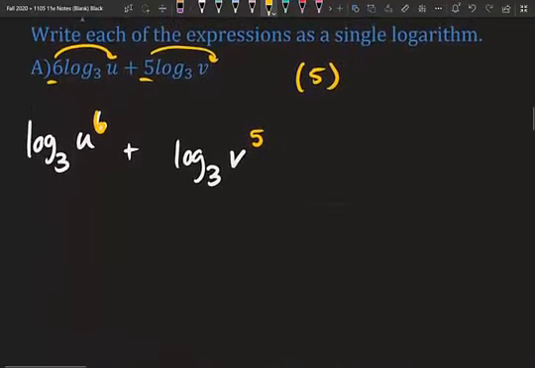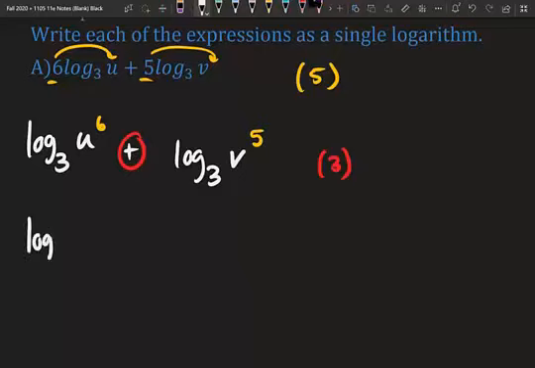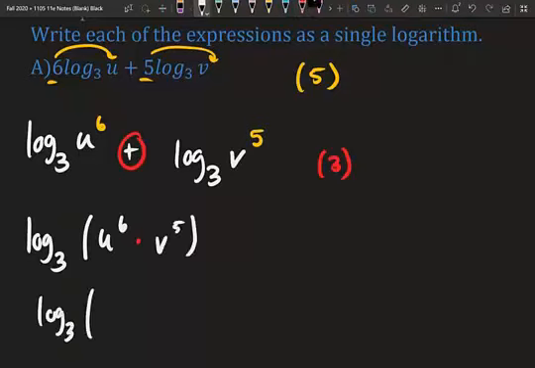So always move over your exponents, and then we figure out what's happening in between. In between is a plus, so that's property 3. Property 3 states when you want one logarithm with the same base, you put them together with multiplication. So we have log 3 of u to the 6th times v to the 5th. We can clean this up to be log 3 of u to the 6th v to the 5th. You just get rid of the symbol. You don't need it there.